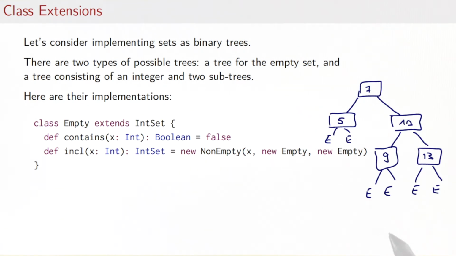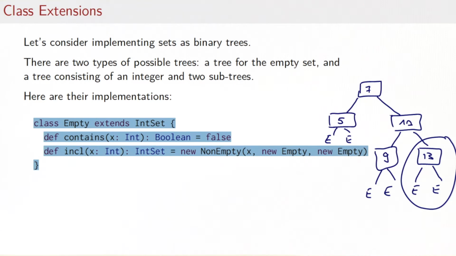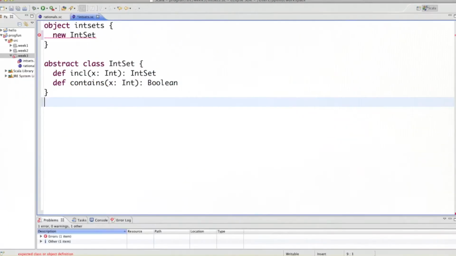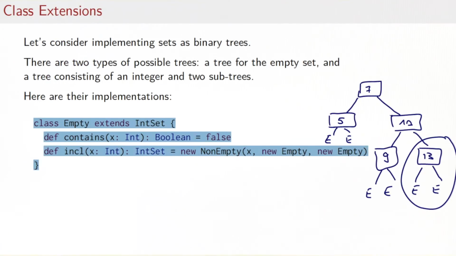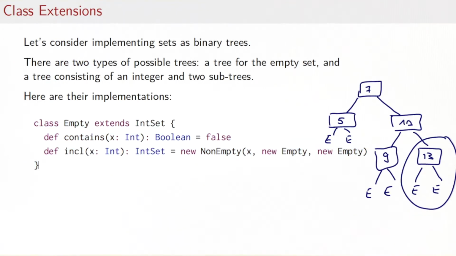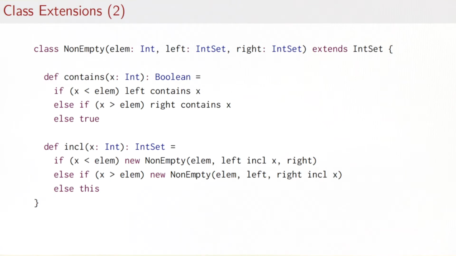So going from the empty set to an include set would give us a set that contains a single node and 2 empty subnodes. Let's put that class into the worksheet. Now, it still remains to define what a non-empty set would be.